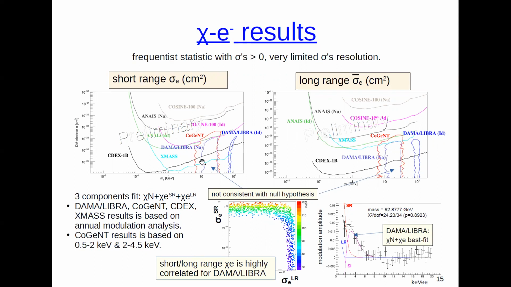Shown here, you can see there is a closed loop from DAMA for the long range and short range. But bear in mind one important thing: although it seems that DAMA is consistent with 0 here, actually it is not consistent with 0, because the short range and the long range are highly correlated. This shows the modulation amplitude from DAMA, and this curve is the chi-N plus chi-E best fit.